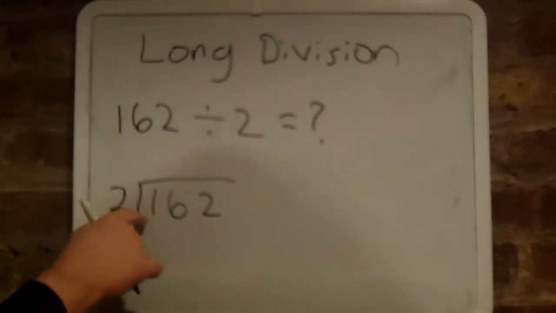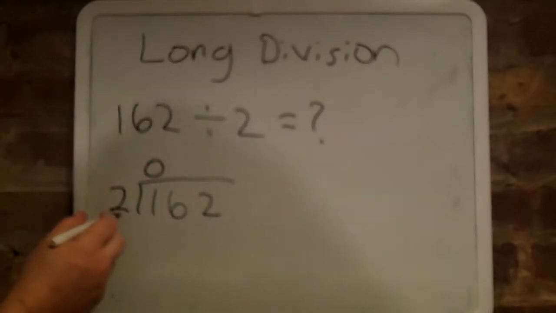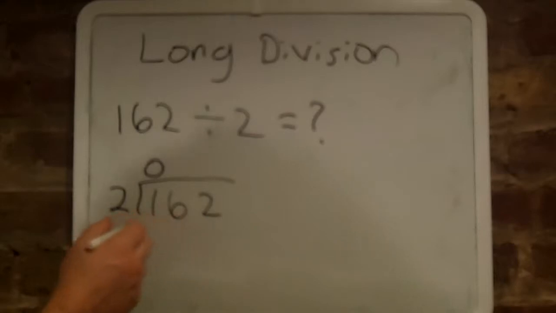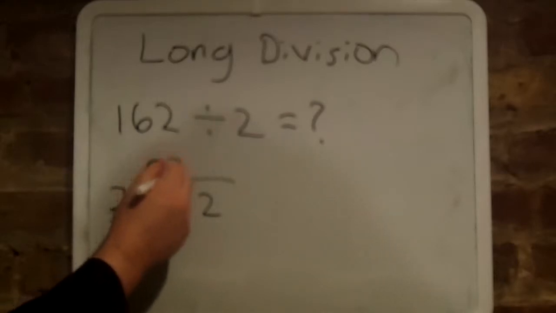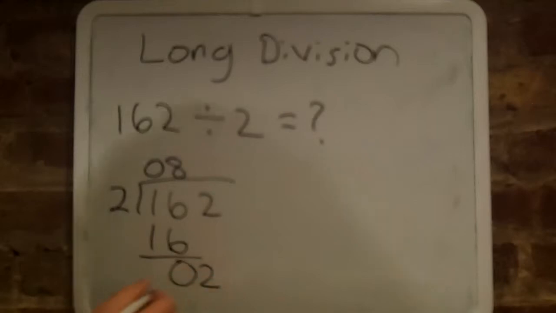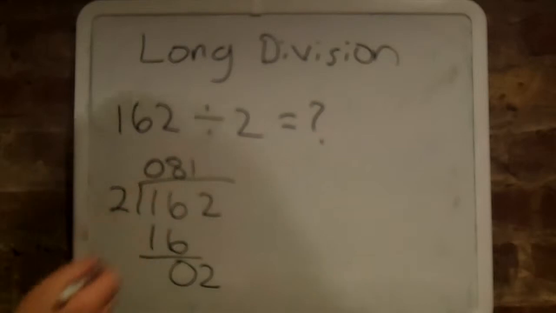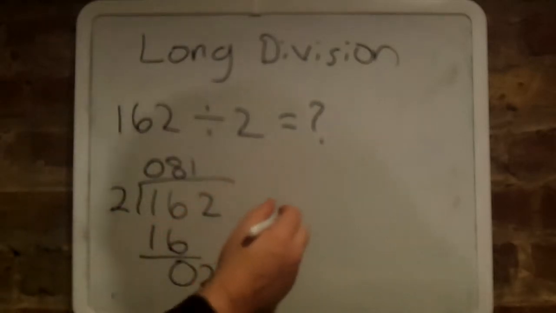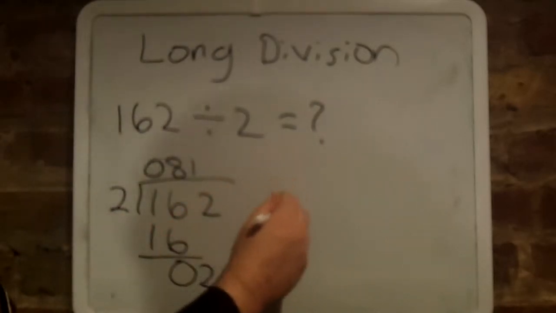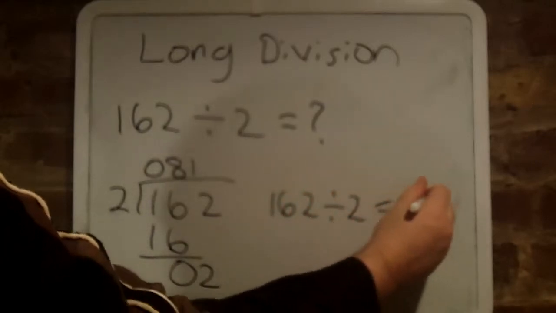And then we do the numbers one at a time. Can 2 go into 1? No. So we put a 0 there. Can 2 go into 16? Yes. So it would go in there 8 times, right? Because 8 times 2 is 16. Put a 0 here. Bring down the 2. How many times can 2 go into 2? Well, it can go in there 1 time. So our answer then is going to be 81. So 162 divided by 2 is 81.